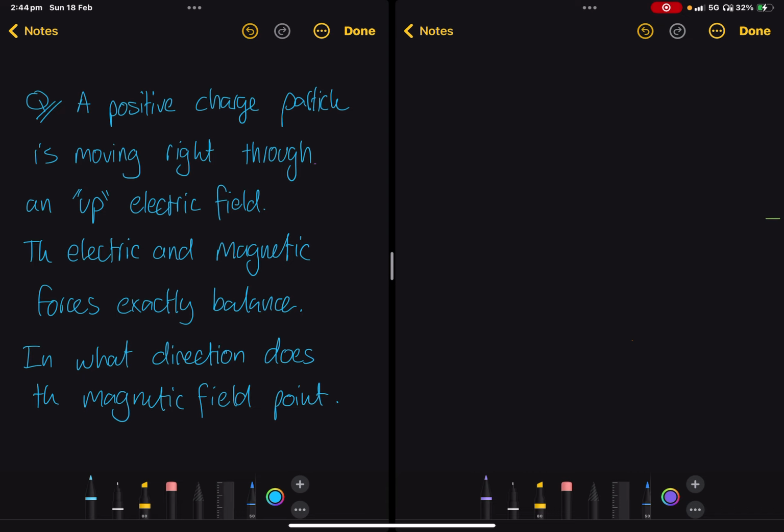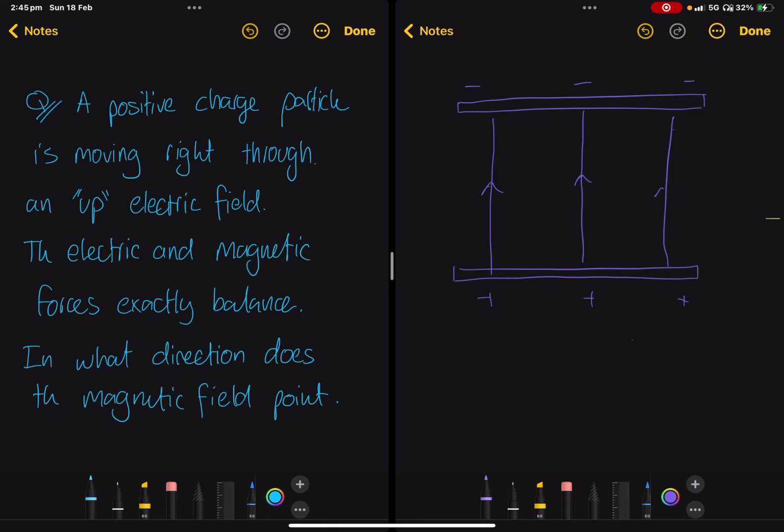Okay, so we're going to draw a diagram for this. Before we start drawing our magnetic fields, we're going to draw our electric field. So this is an up electric field, so this is the same as having a positive charge plate on the bottom, and we have a negative charge plate up the top. We're going to use this when we introduce our particle to work out what's happening based on this field and then what needs to happen for the magnetic field. So this is an up electric field, so it does this.